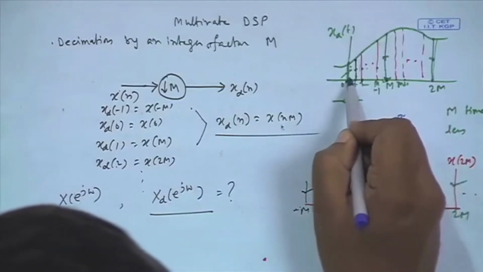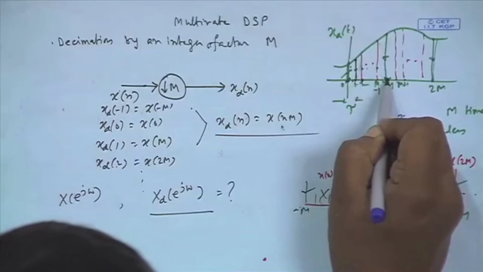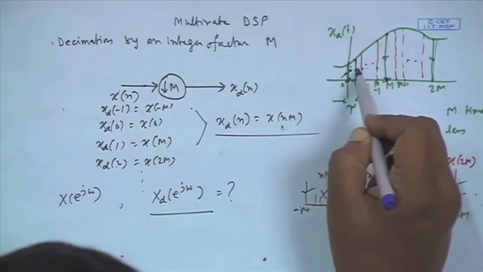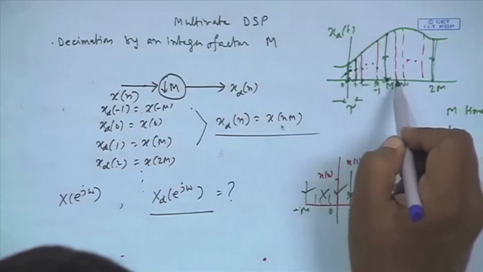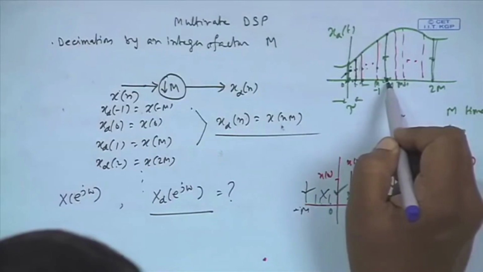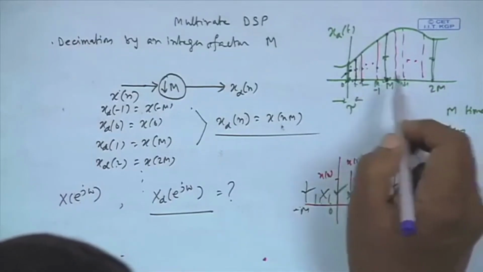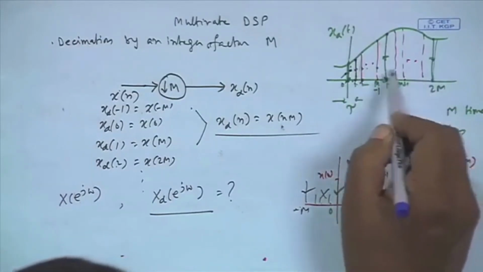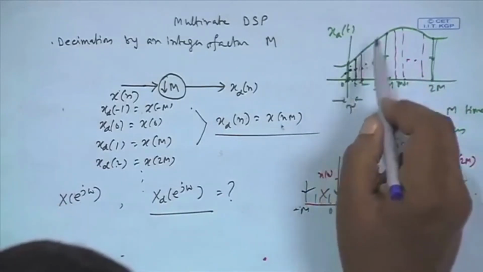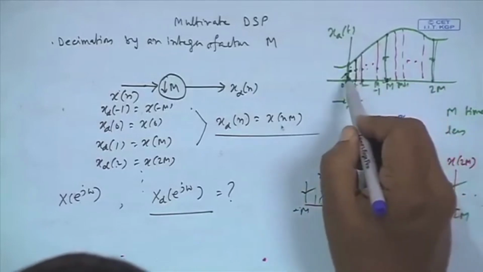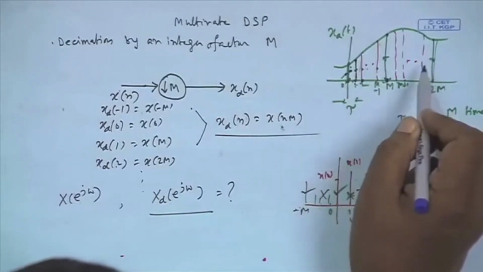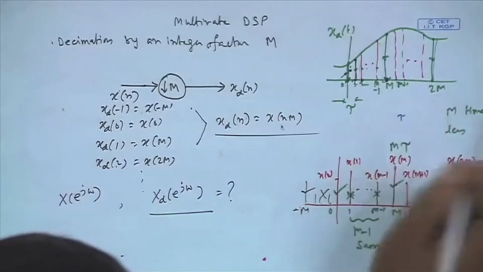So, after 0 I have tau, 2 tau, 3 tau; M tau means here, which means after this 0th sample I will pick up the mth sample, I will discard the intermediate samples. Then again m plus 1th, m plus 2th, all these samples I will discard. After mth I will go to 2mth, because M tau, 2M tau, these are the sampling instances. So, that means from the previous sequence I will get x0, then xm, but xm will be sample number 1, x2m, that will be sample number 2, like that.